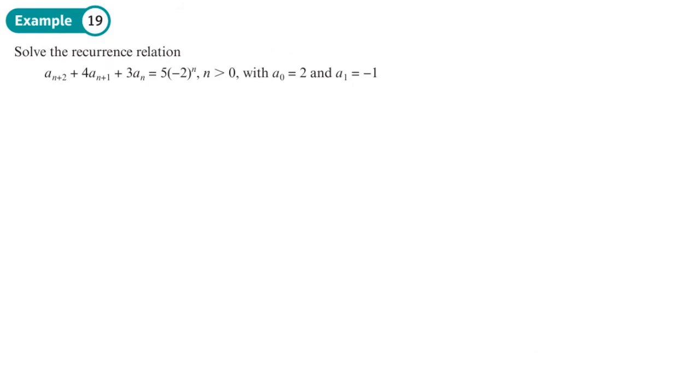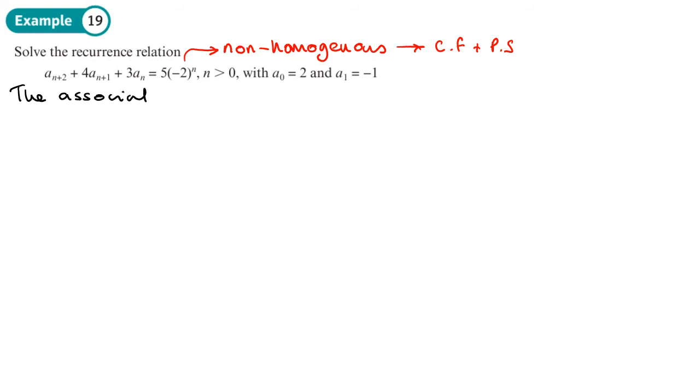Okay, so we want to solve this recurrence relation. So first of all, it's non-homogeneous, which means to find the general solution, we want the complementary function and the particular solution. So we need to start by finding the general solution to the associated homogeneous recurrence relation. Now to find the associated homogeneous recurrence relation, g of n needs to be equal to 0.